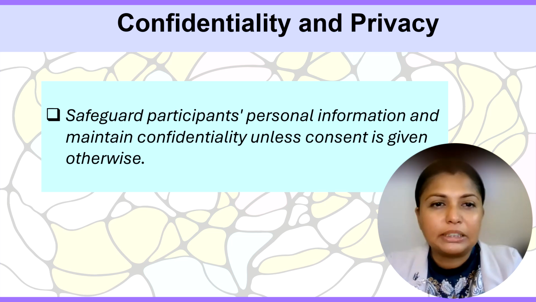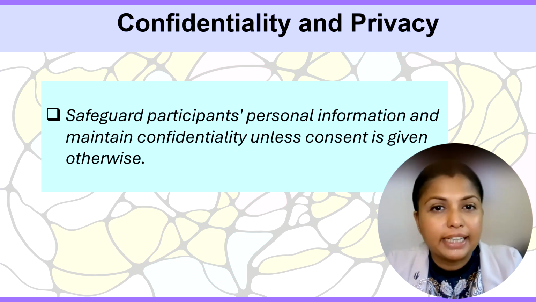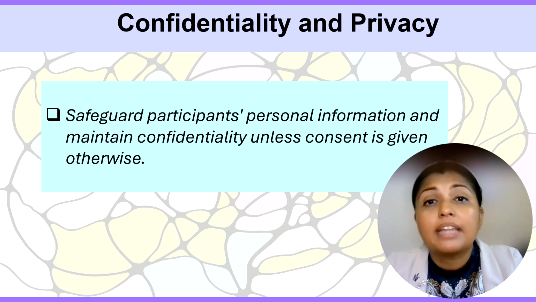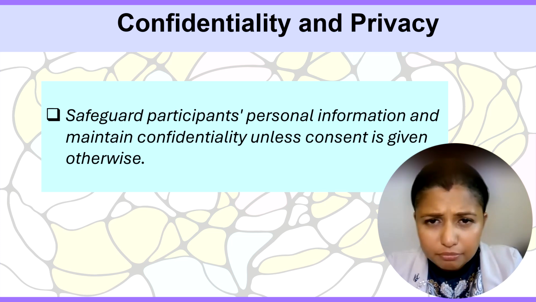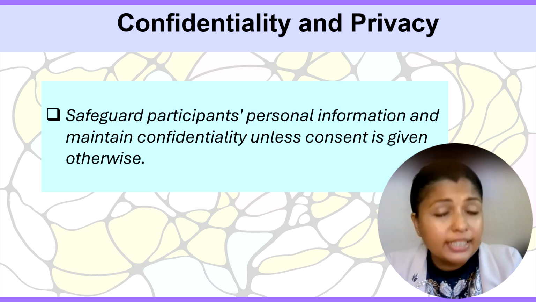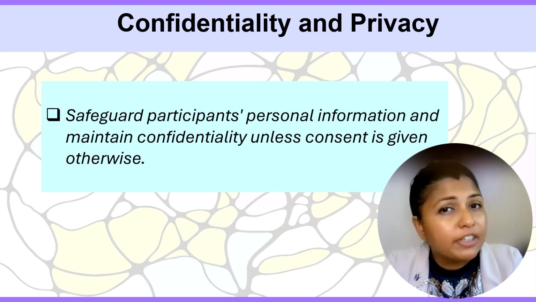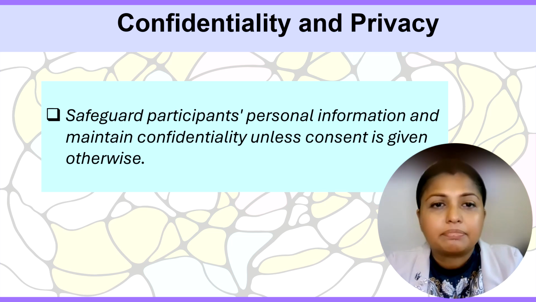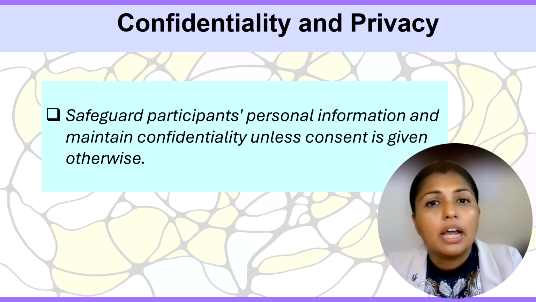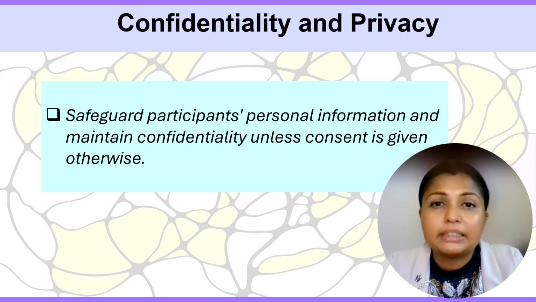The next core principle, confidentiality and privacy. Researchers must protect participants' personal data and not share it without their permission. This is to ensure that the identities of the research participants are not exposed unless they have given informed consent. An example is using pseudonyms and storing data securely to protect the participant's identity.